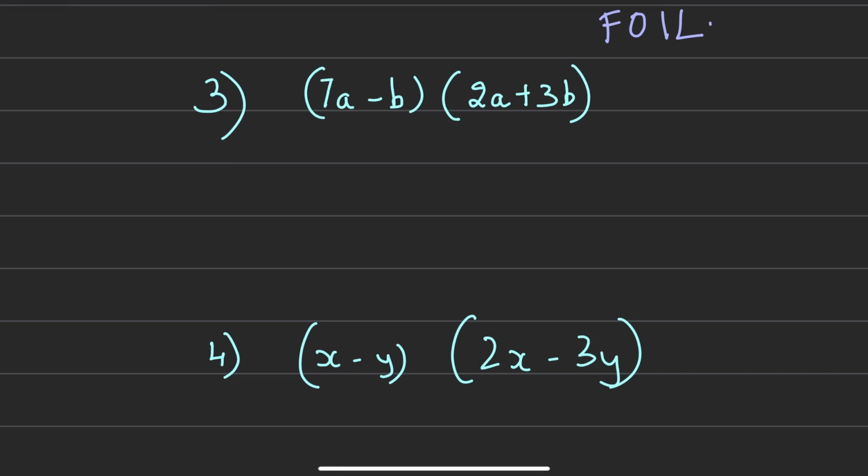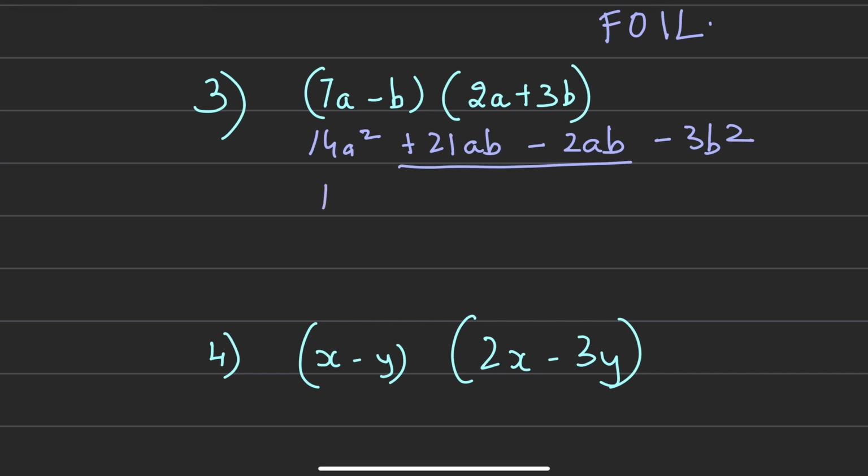First is 7 2s is 14a square. O, outer, 7a 3b plus 21ab. Inner, negative b and 2a, negative 2ab. Last, negative b and minus 3b square. These are the like terms.